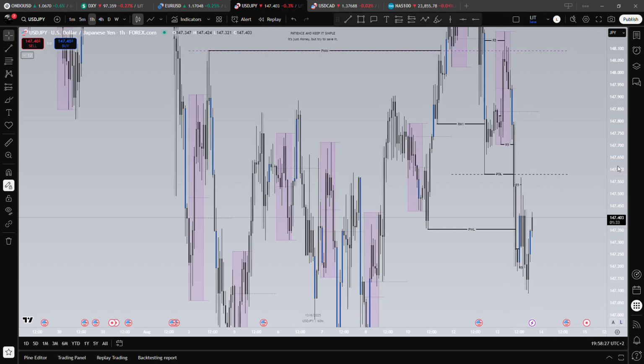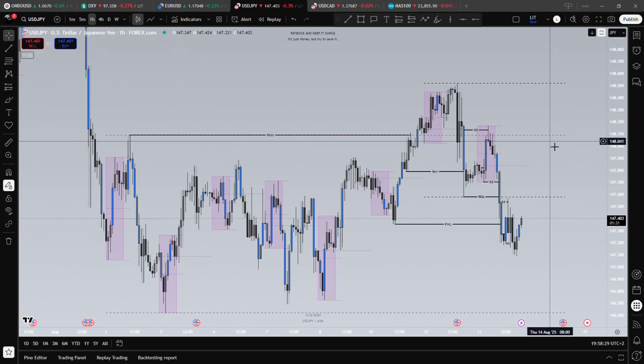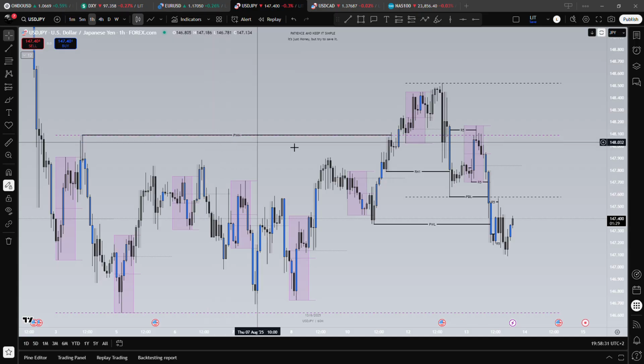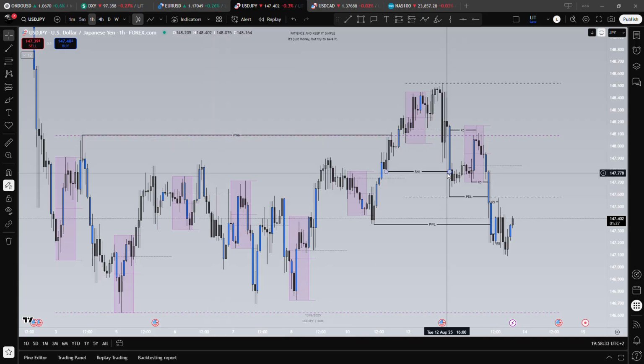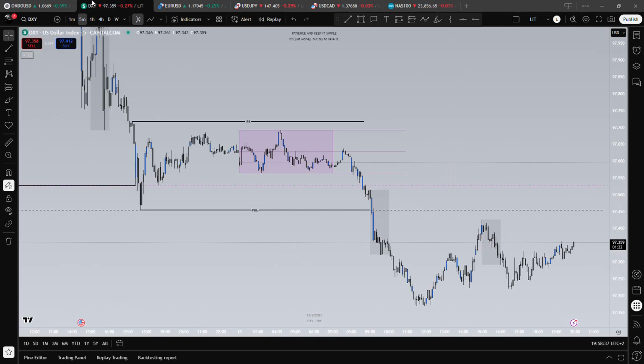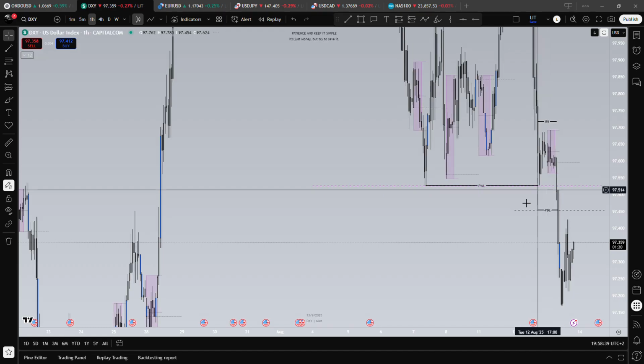USDJPY. Okay, here we have pretty interesting price action. After taking the previous weekly high yesterday, we had the same move here as the DXY with a wick, I think.